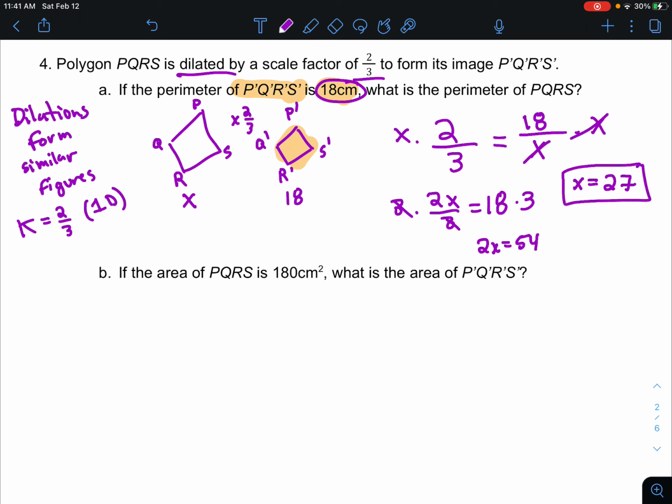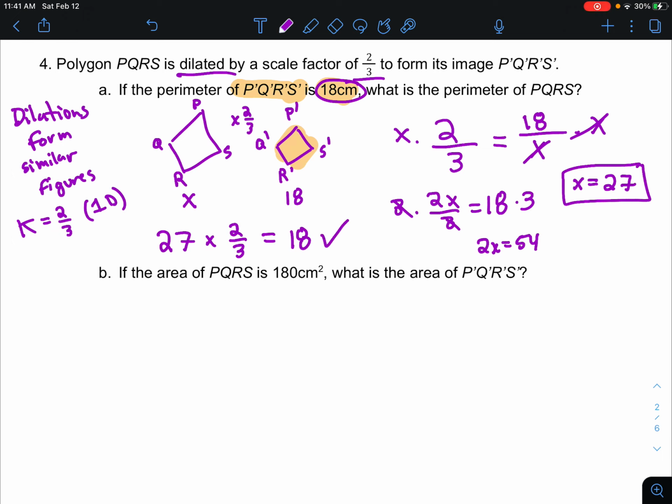Okay, and we can confirm this, right? The ratio of 2 to 3 is equivalent to 18 to 27. This is true. And we could also say that if that's our original perimeter, 27, and we multiply it by a dilation scale factor of 2/3, 2/3 of 27 is going to give us 18. So we're able to check and verify that our math makes sense here.